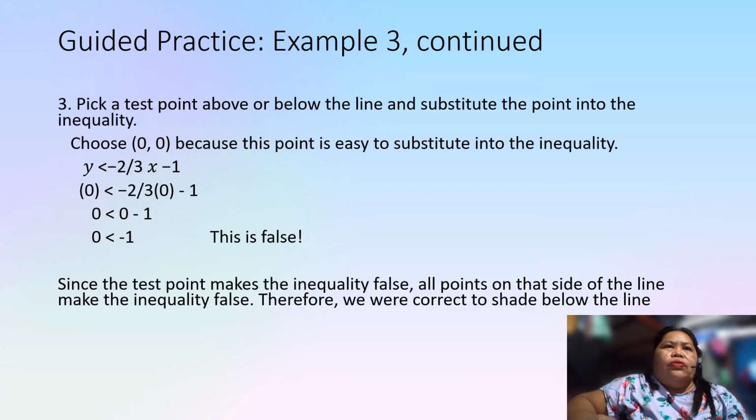Let's continue to step 3 for example 3. Pick a test point above or below the line and substitute the point into the inequality. So we choose 0, 0, 0 as x, 0 as y. So 0 is less than negative 2/3 x minus 1. Thus, the final answer is 0 is less than negative 1. Since the test point makes the inequality false, all points on that side of the line make the inequality false. So therefore, we were correct to shade below the line.